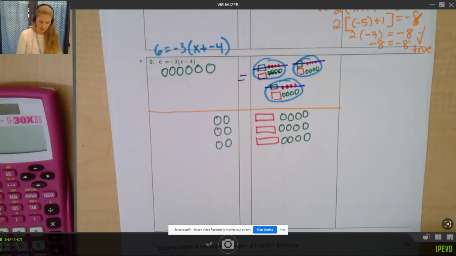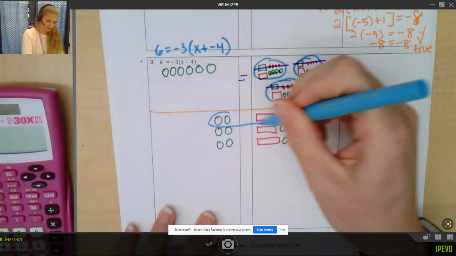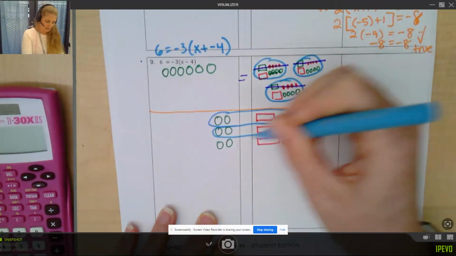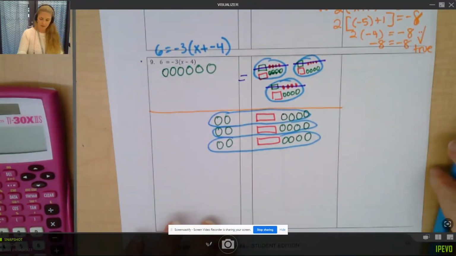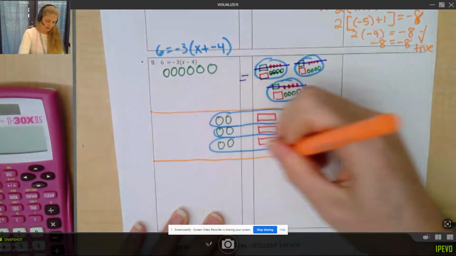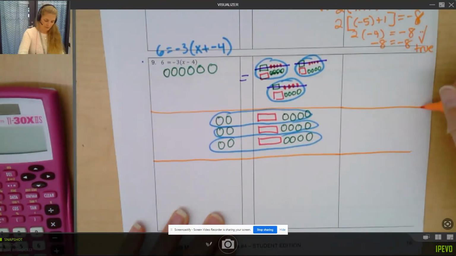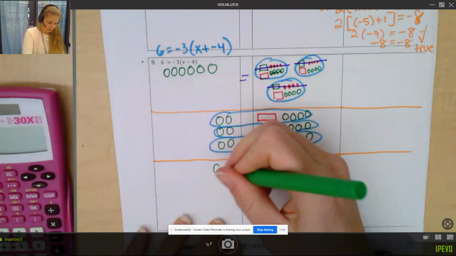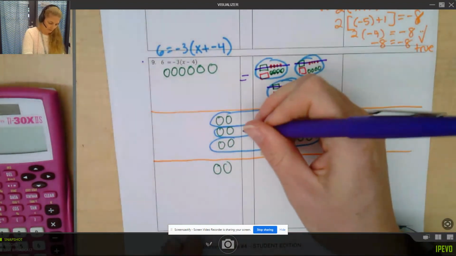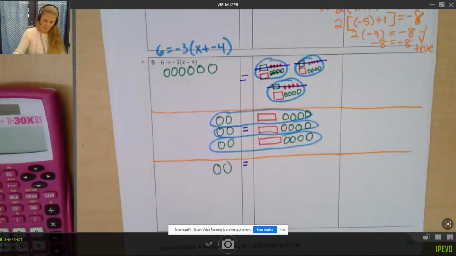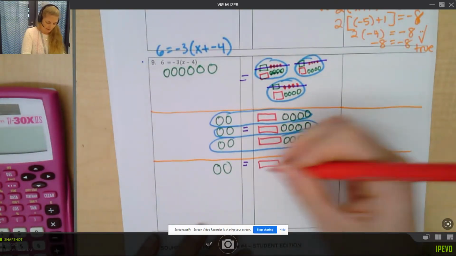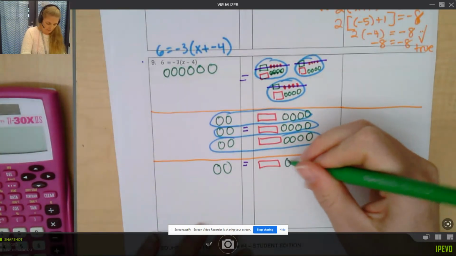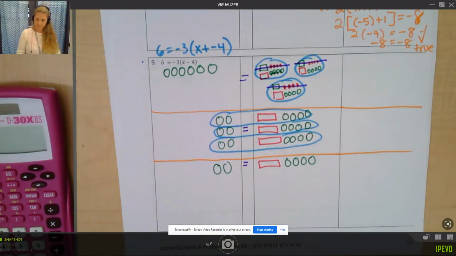Okay, so from here, I'm going to split them into the 3 equal groups so that when I take one of them, I'm left with 2 positives. Oops, don't forget your equal sign. Equals a negative x and 4 positives. Very nice. Very, very nice.